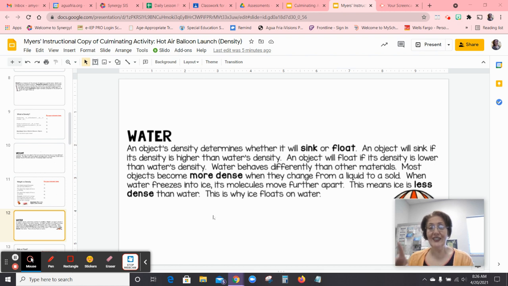Water acts kind of strangely. When water freezes into ice, becomes a solid, well, the molecules actually move further apart. It's a weird thing about water. Water doesn't behave like any other material. So actually, ice is less dense than water, and therefore ice floats. This only happens with water. Pretty cool, right?